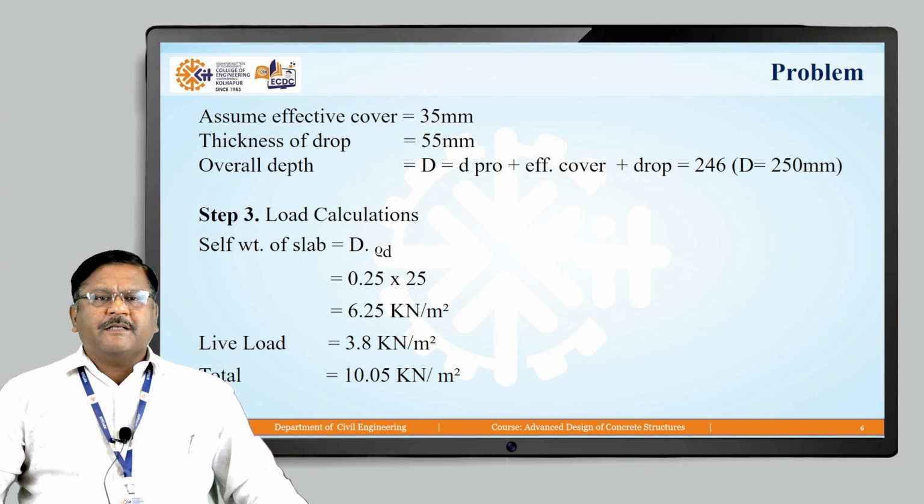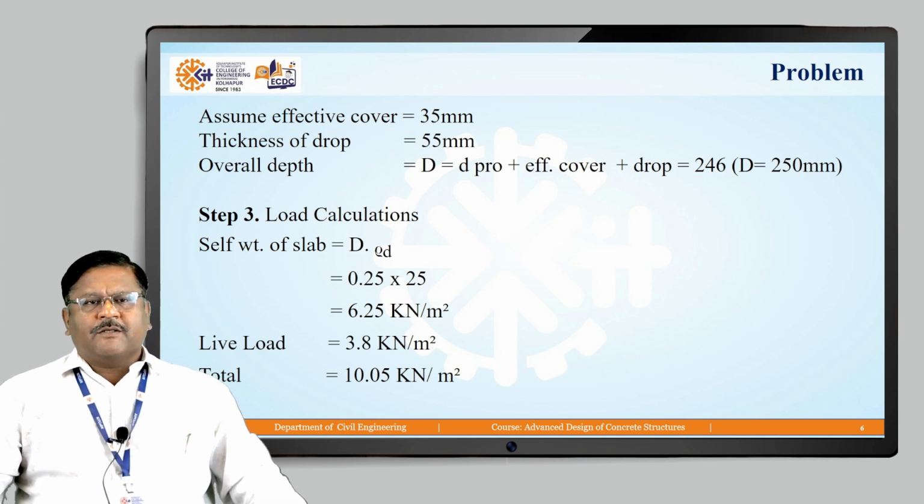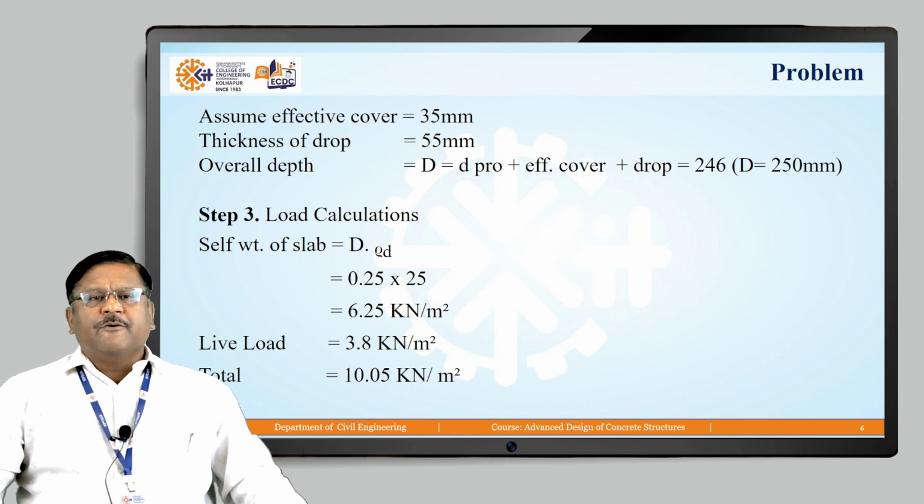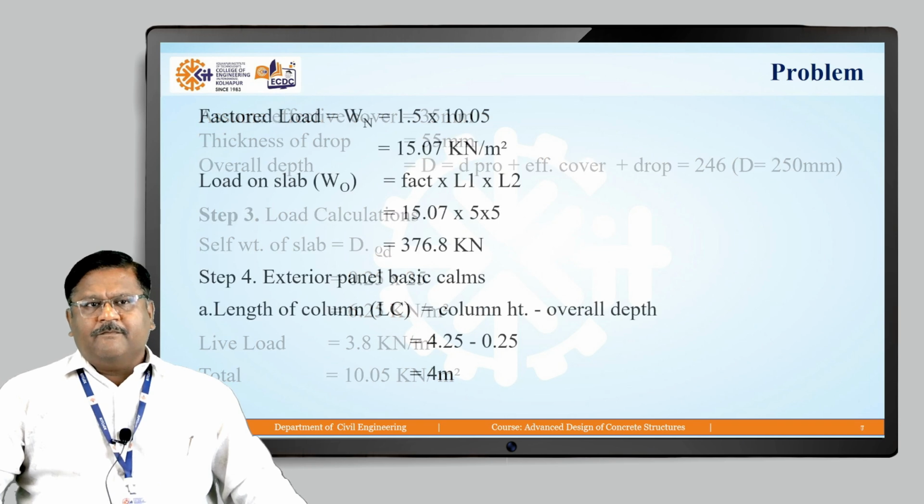Now your next step is load calculation. First of all, calculate the self-weight of slab. Self-weight of slab is equal to capital D into rho d, that is density of concrete. The depth is 250 mm, which is calculated in the above step. So 0.25 into 25, what we get? We get 6.25 kilonewton per meter square. Live load is given in the problem, that is 3.8 kilonewton per meter square. Hence the total load is equal to 10.05 kilonewton per meter square on an external panel of the flat slab.